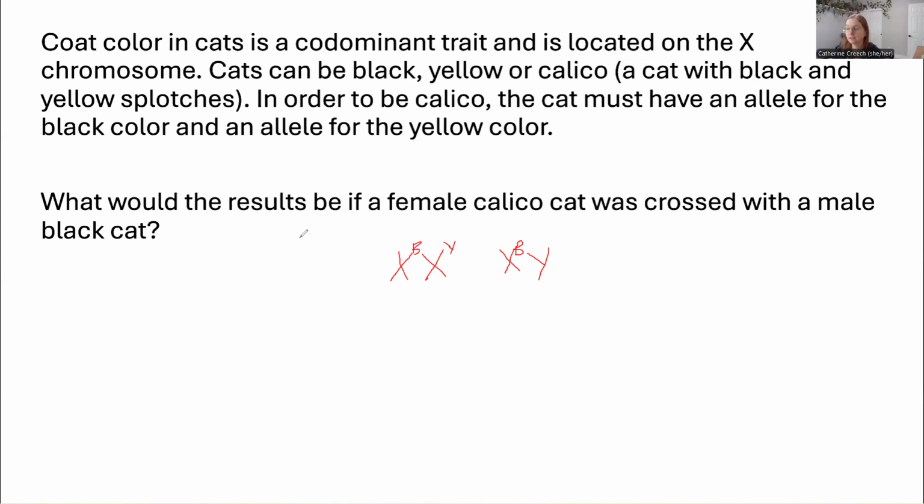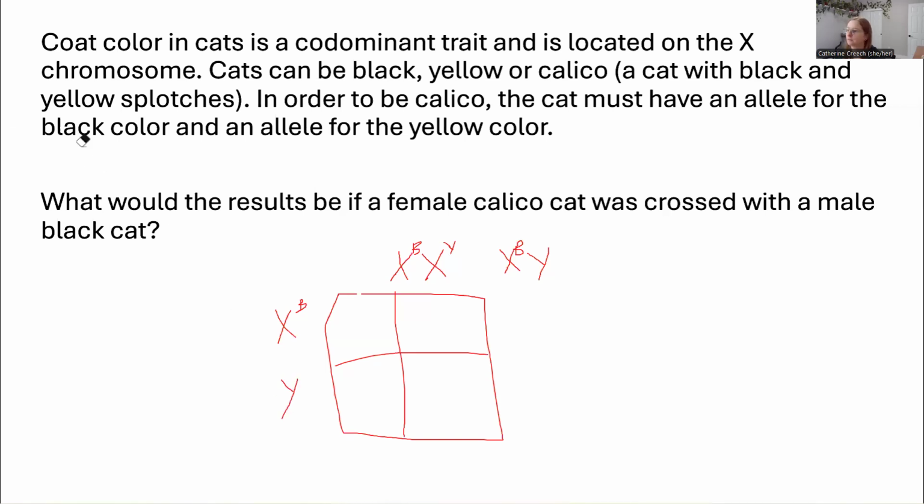What are the possible results? Well, let's put it into a Punnett square. So put a Punnett square right below that female, and then put the male over here. Cool. Now, this big B and this big B would come together and it would make a female kitten with black fur.